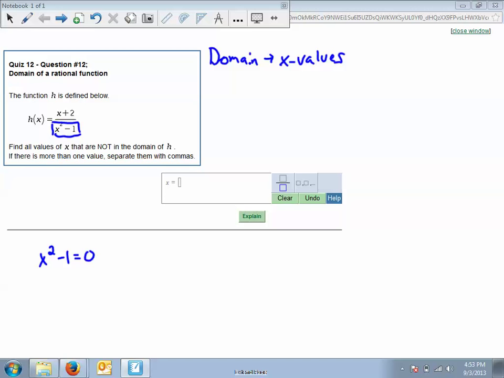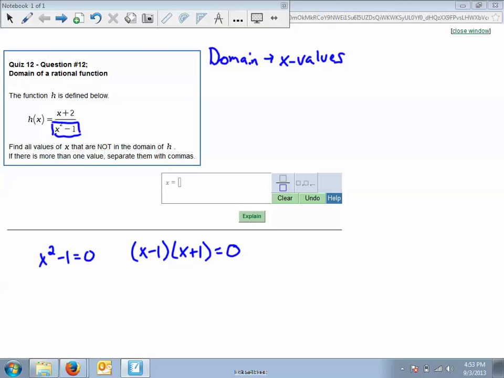So in order to figure out what the values are for this binomial here, x squared minus 1, we can factor. And we know that this is a difference of squares. So x squared minus 1 factors to (x minus 1)(x plus 1), since it is a difference of two perfect squares. And if we multiply those two together, we get something that is equal to 0.